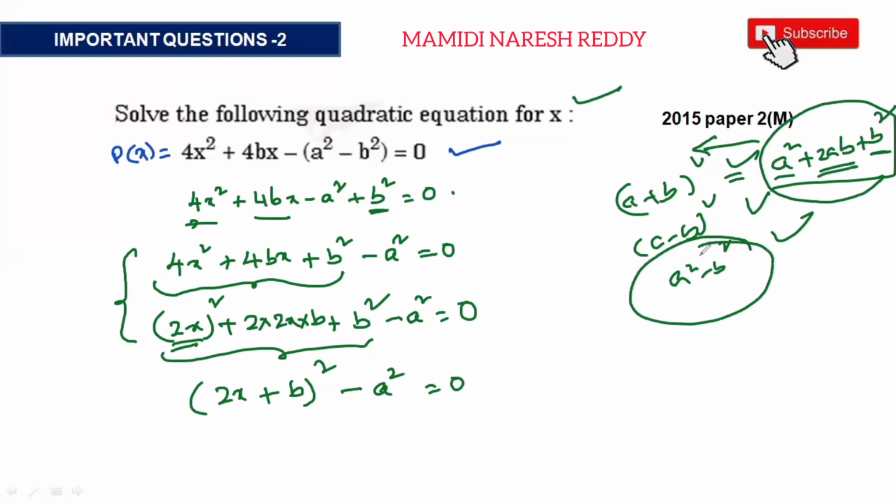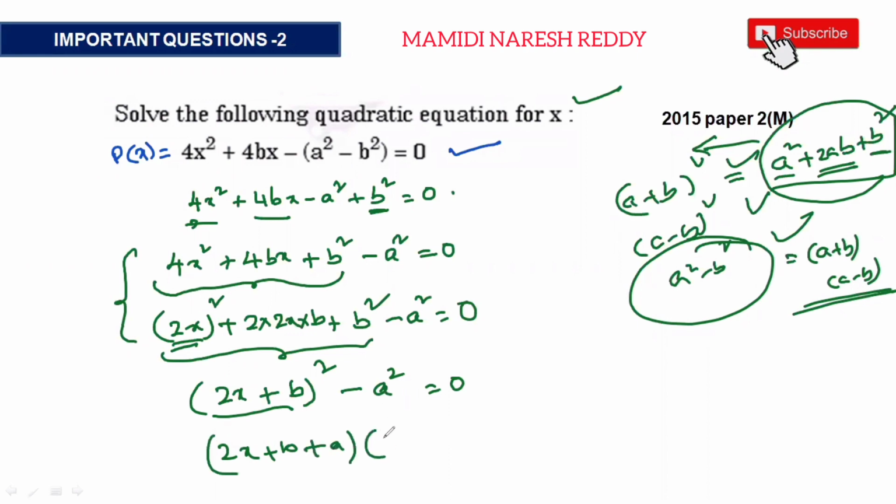If you see this, it is in the form of a square minus b square. If you consider the terms within the bracket as one term, for example, this I am taking as a, this I am taking as b. So a square minus b square. I think you might know a square minus b square is equal to (a plus b) into (a minus b). So 2x plus b plus a, into 2x plus b minus a, is equal to 0.